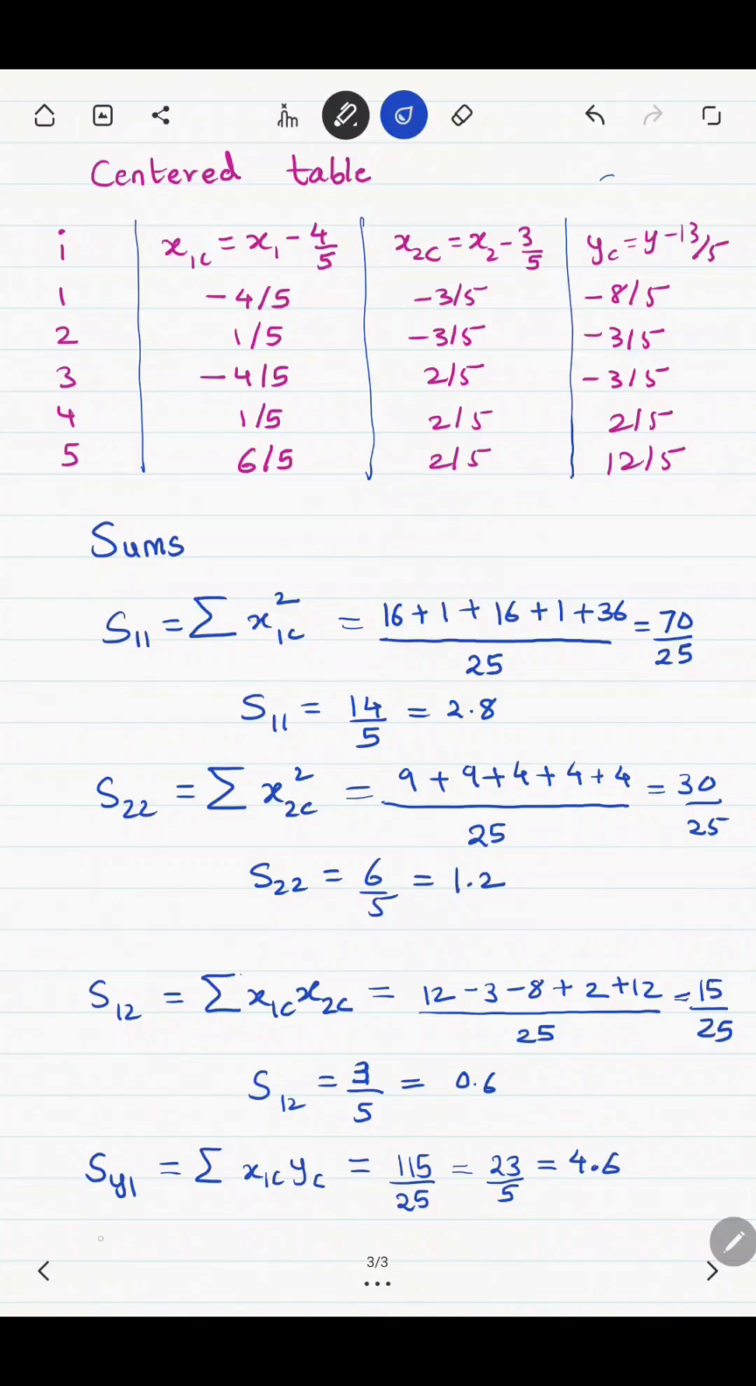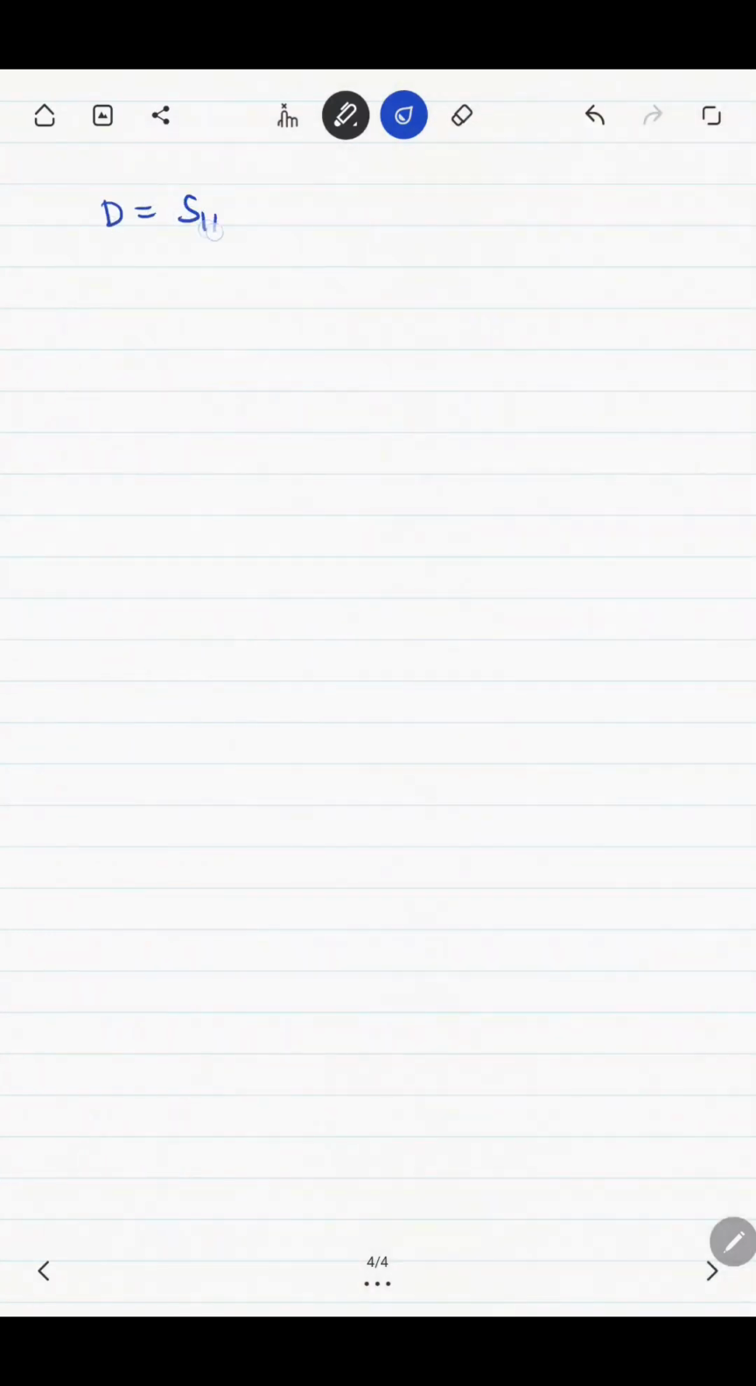And Sy2 will be summation x2c multiplied by yc. So again, we'll take a look at the columns that we had calculated in this table. We'll multiply x2c with yc values on each row, and then we'll add all those products. So we'll get 24 plus 9 minus 6 plus 4 plus 24 divided by 25, which is 55 by 25, which is 11 by 5, which is 2.2.